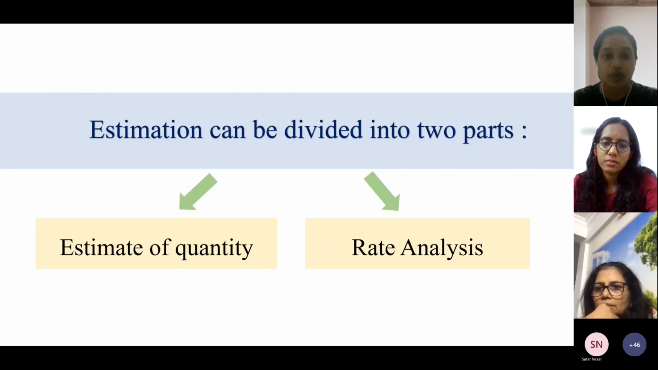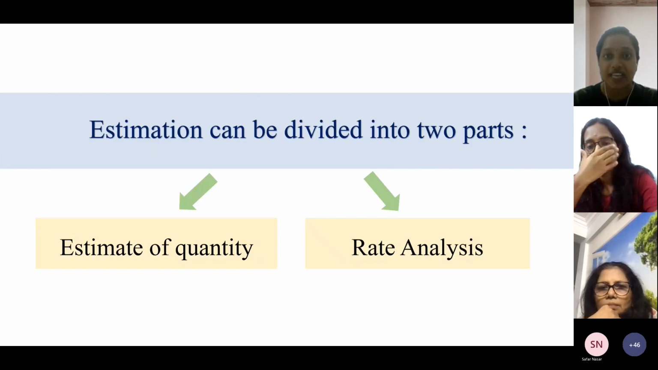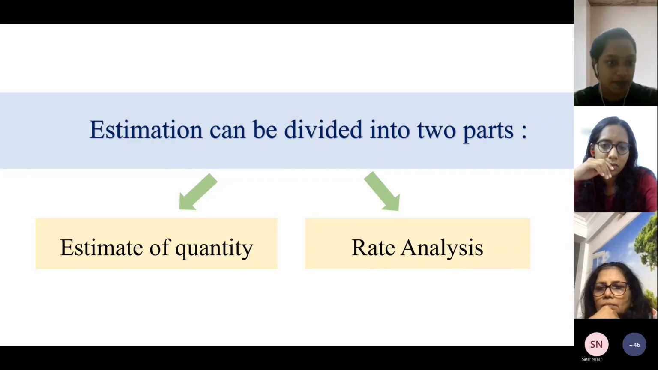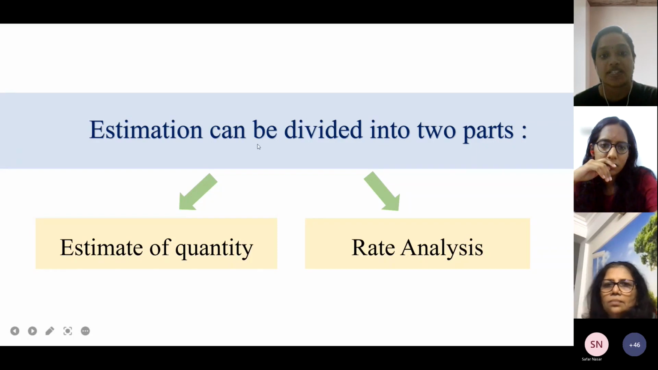So as I've said, estimation has two major parts. The first is of quantities, and the second one is the rate analysis part. Now we'll look into each of these in detail.